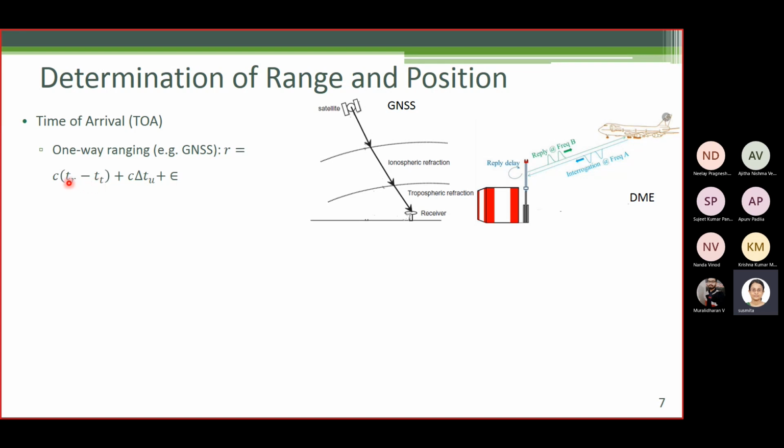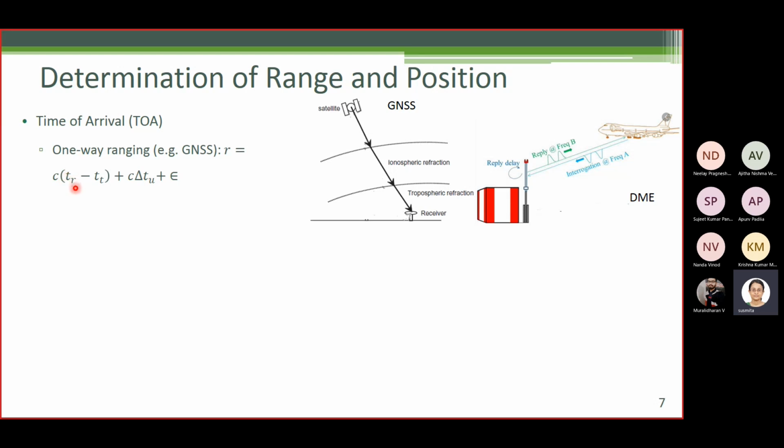Now satellite clocks are accurate, moreover they are also monitored. The signals also have information about the satellite clock error. So by applying all these, it is possible to calculate this time of transmission accurately. But that is not the case for the time of reception. Now, this delta TU term actually accounts for the error in the time of reception.